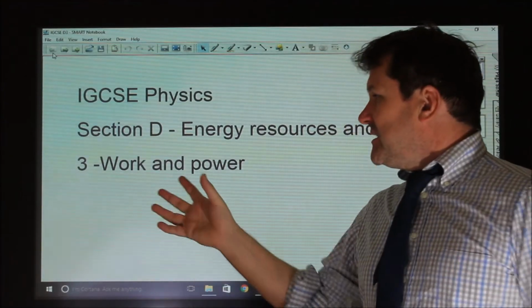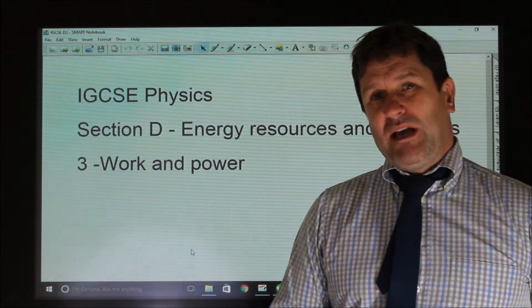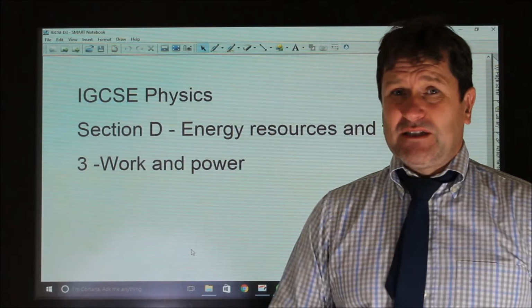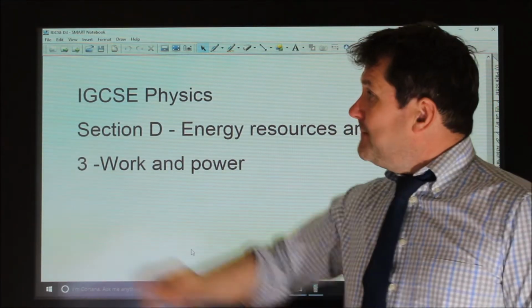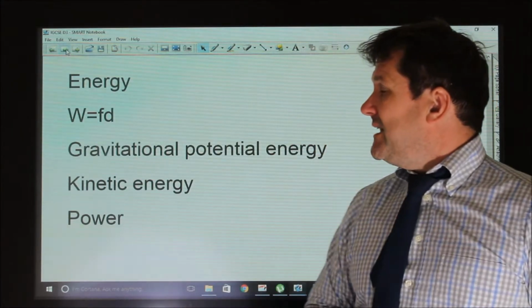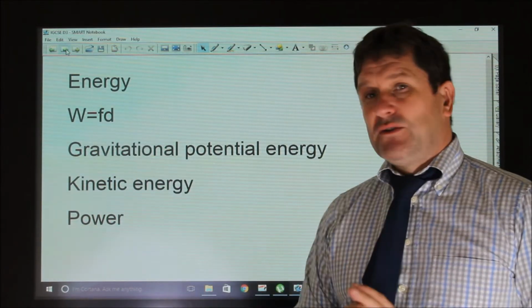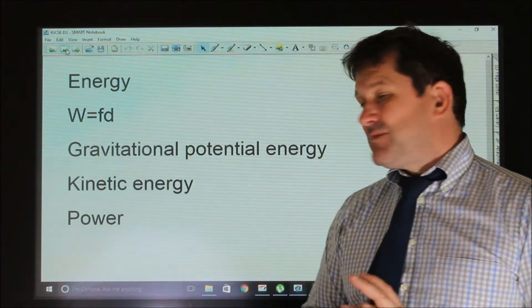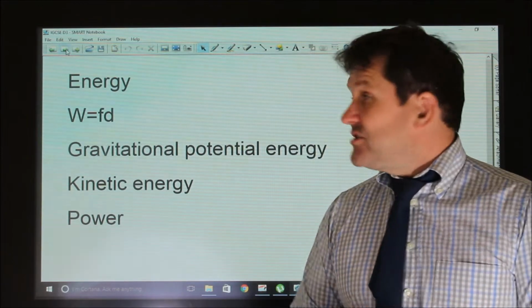Okay, the third lesson in energy resources and energy transfer is on work and power. Now this involves 4 equations. This is a very mathematical topic. As long as you know these 4 equations, then it's fine. We're looking at energy, but we're looking at this in a mathematical way now. So we're looking at work done, or energy, as force times distance. We're going to look at gravitational potential energy, kinetic energy, and power, the rate of energy transfer.